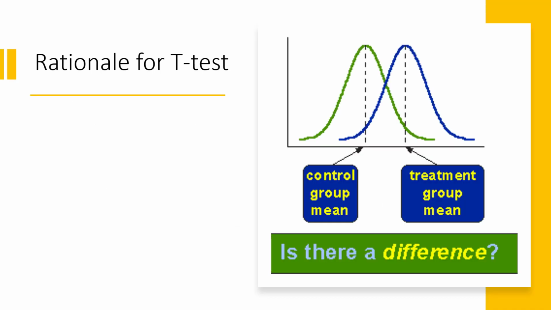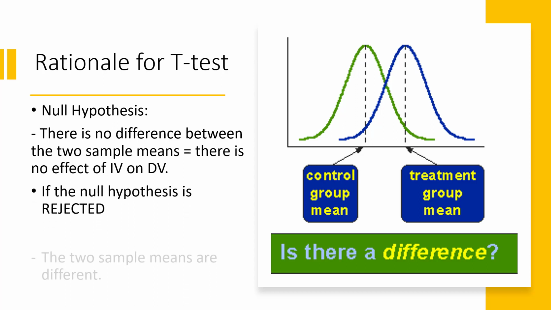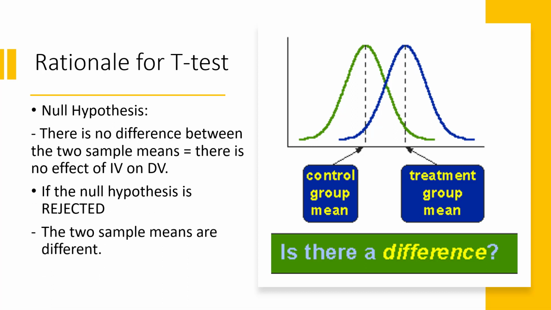Now, let's talk about the rationale for t-test. Maybe you have heard that every test analysis requires a null hypothesis. The null hypothesis assumes that there is no difference between two sample means drawn from two groups or two conditions. In other words, there is no effect of independent variable on dependent variable. Most of the time, you want to reject the null hypothesis because you want to show with your data that the two sample means are different and there is an effect of your independent variable on dependent variable.